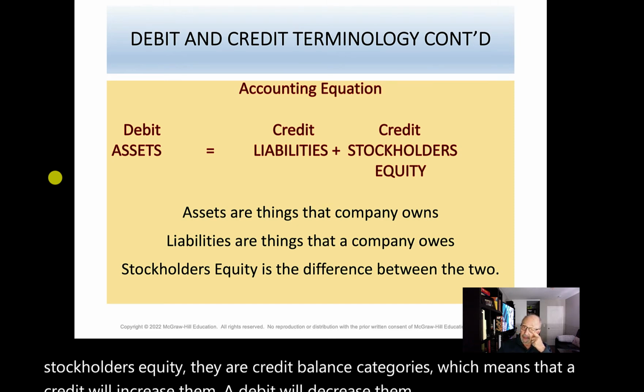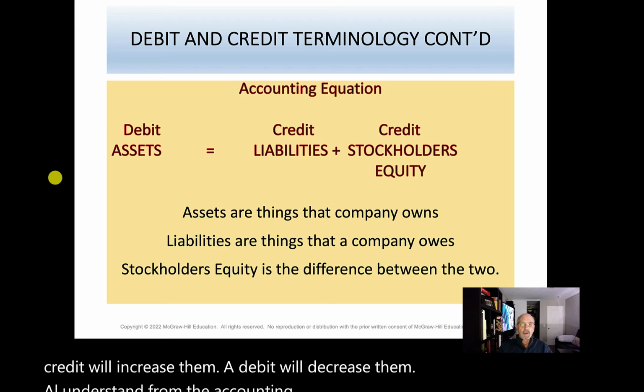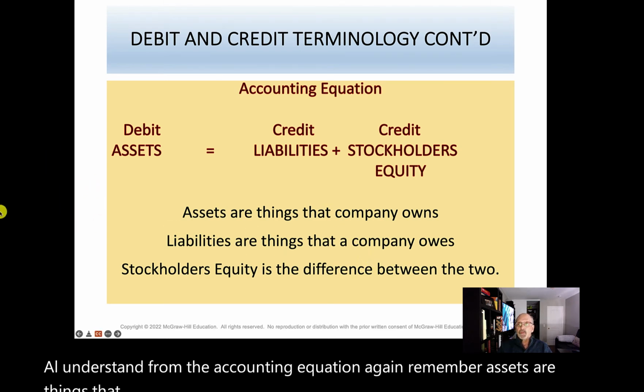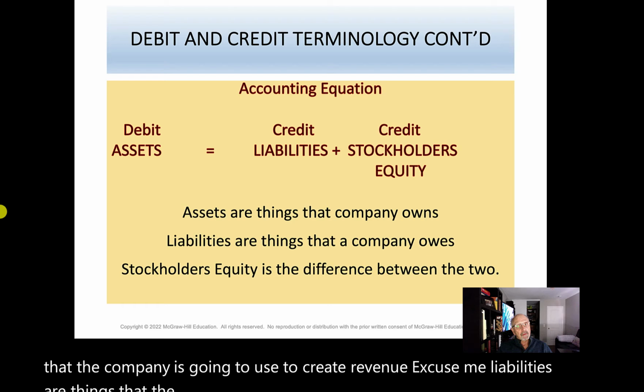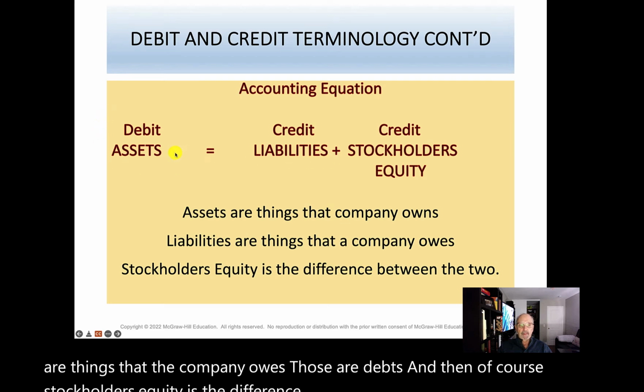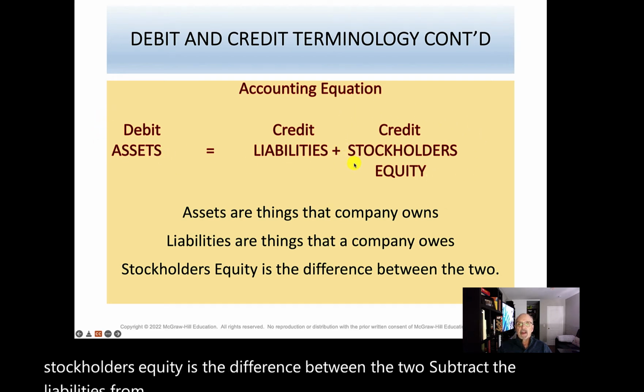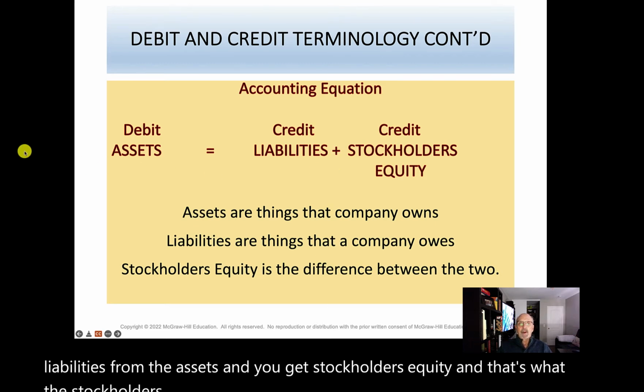Now, understand from the accounting equation again, remember, assets are things that the company owns. That's property, that's investment in things that the company is going to use to create revenue. Liabilities are things that the company owes. Those are debts. And then, of course, stockholders' equity is the difference between the two. Subtract the liabilities from the assets, and you get stockholders' equity. That's pretty much what the stockholders' claim in the company is.